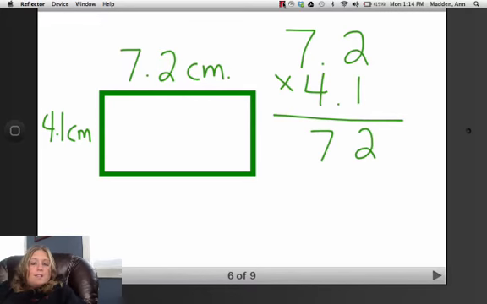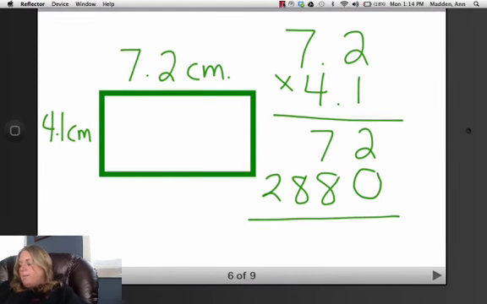Remember, when you're multiplying decimals, you forget completely about the decimals until the very end. Now I'm going to move on to my tens place, so I add the 0. 4 times 2 is 8. 4 times 7 is 28. Now I add them up.